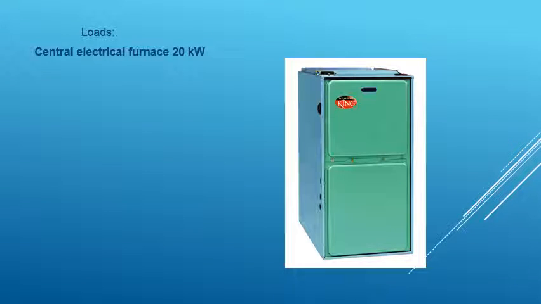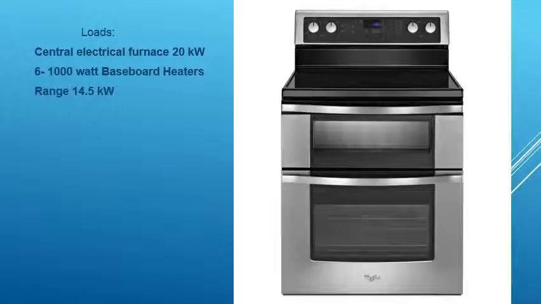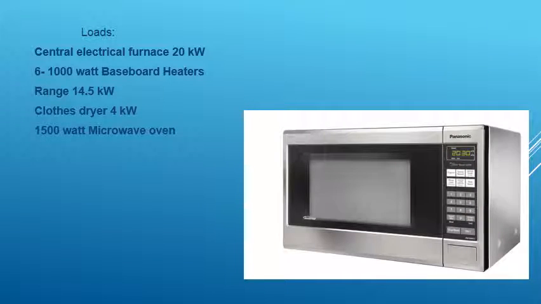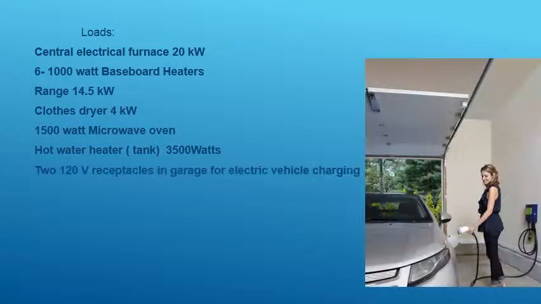A central electric furnace, 20 kilowatts. Six 1000 watt baseboard heaters. A range of 14.5 kilowatts. One 4 kilowatt clothes dryer. One 1500 watt microwave oven. One 3500 watt hot water tank. Two 120 volt receptacles in the garage for an electric vehicle.